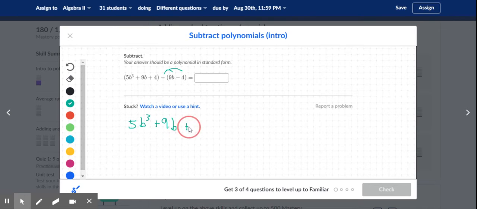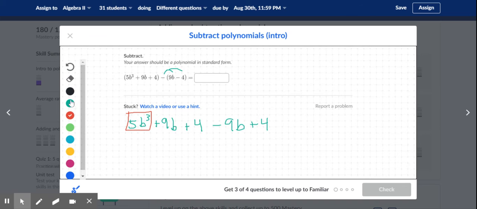So if I want to rewrite it all, everything in the first set of parentheses stays the same. Everything after the subtraction sign gets changed to its opposite. So 9b was positive, now it's negative. Negative 4 will now become plus 4. Now I can combine all my like terms the same way we did before. I've turned a subtraction problem into addition.